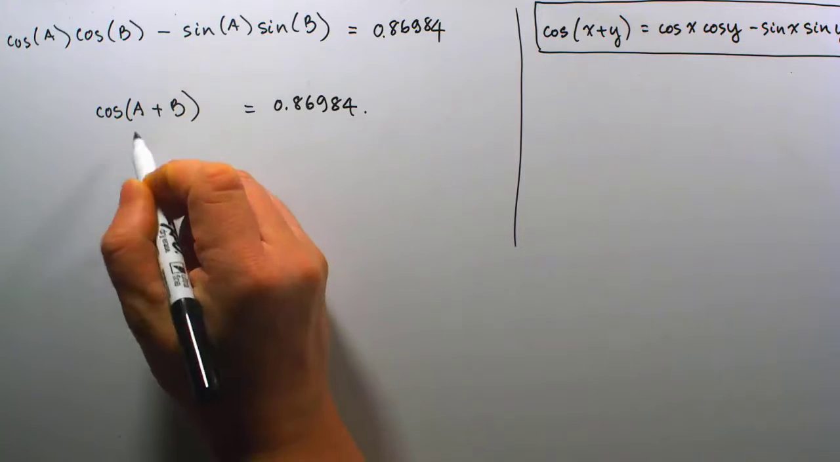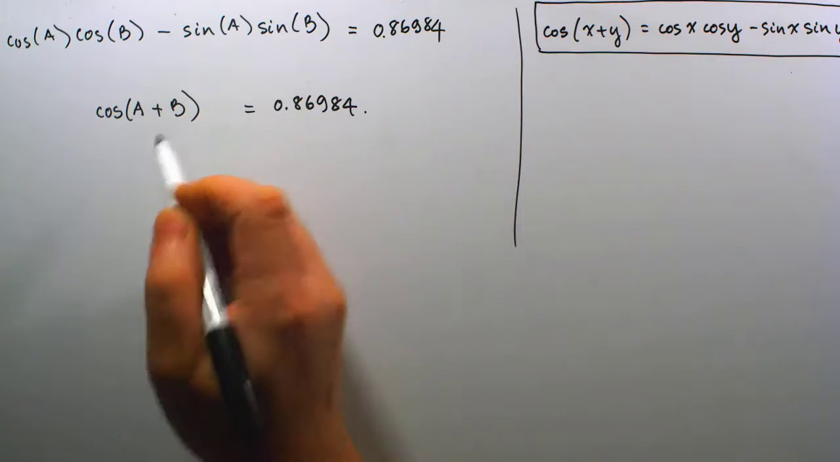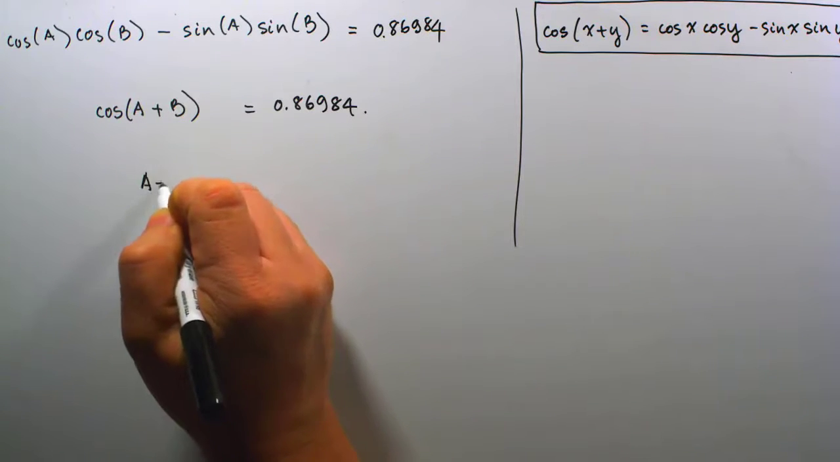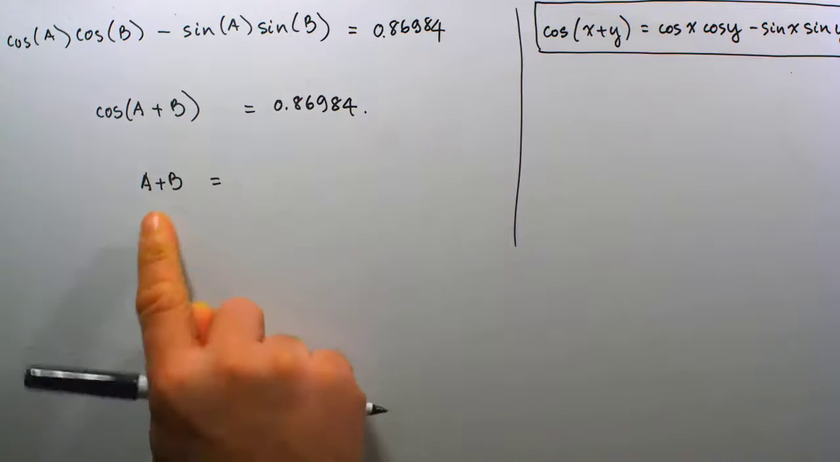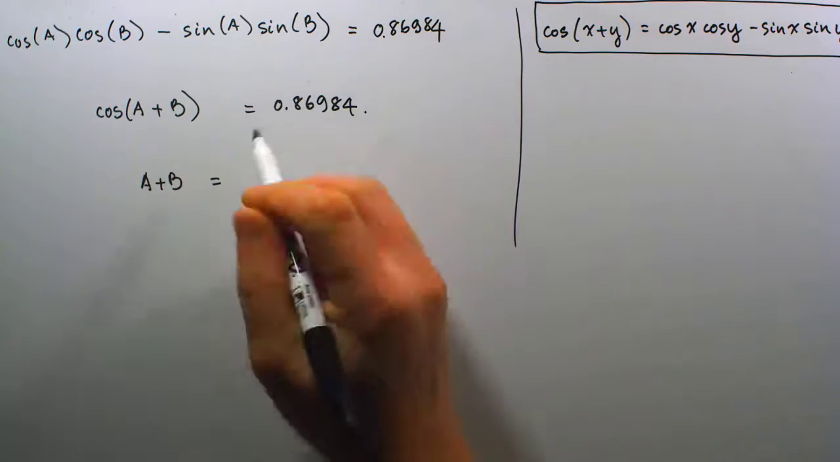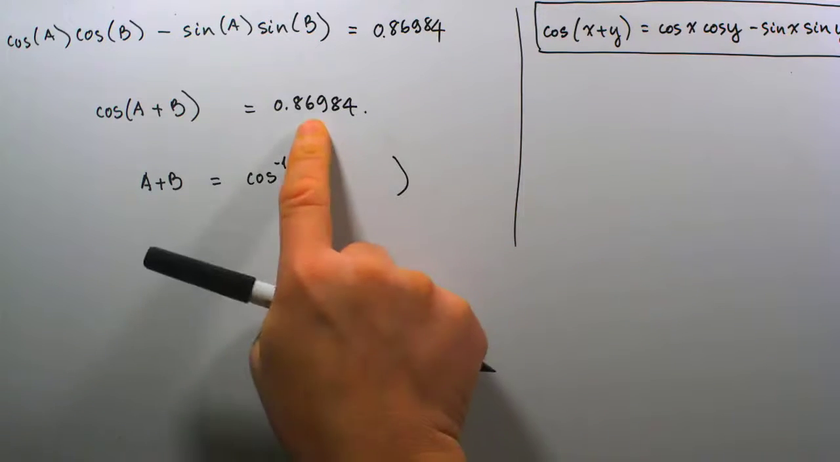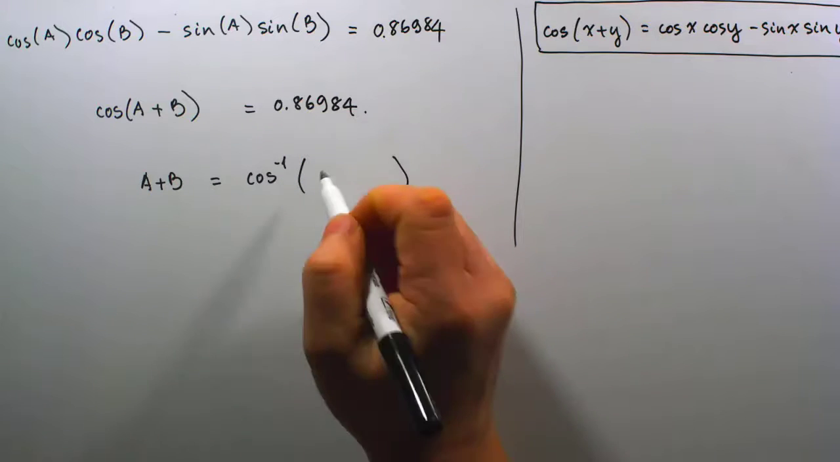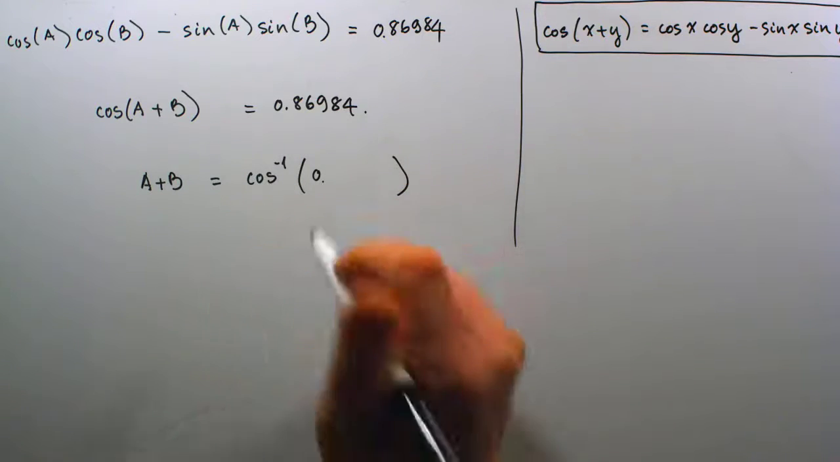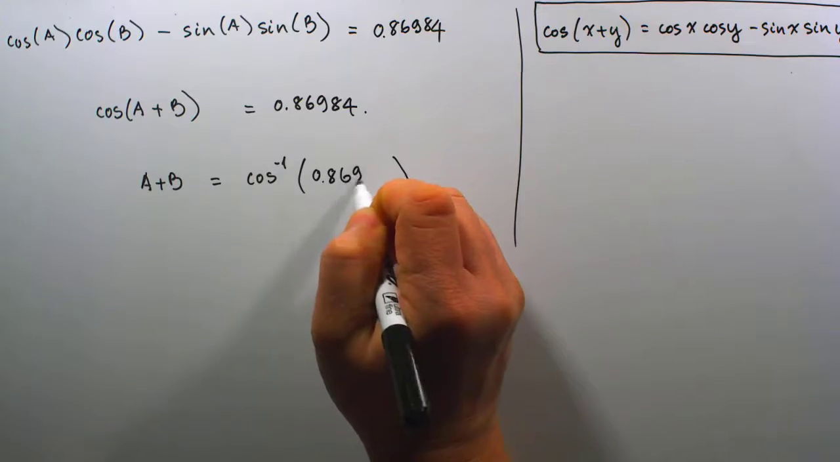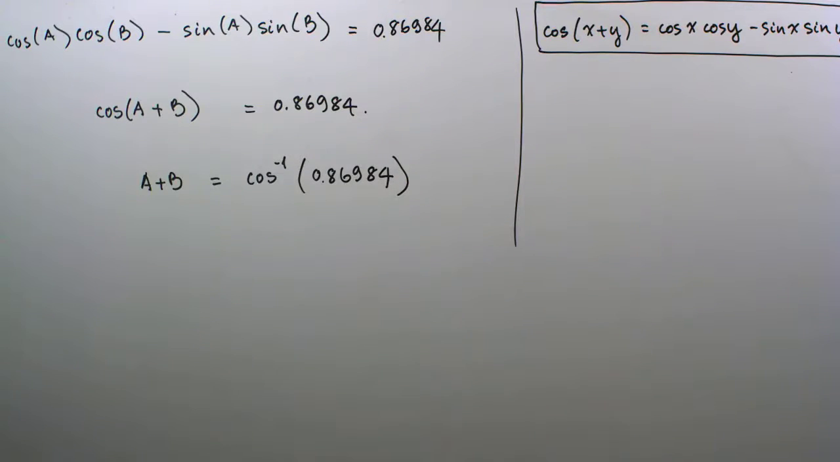And so now to find the value of A plus B from this relationship, we have learned that the value of A plus B as an angle can be found by taking the inverse of the value on the right hand side. So now I'm going to take cosine inverse of 0.86984. And so right from here, now we are ready to answer the ultimate goal that was asked from the question itself.